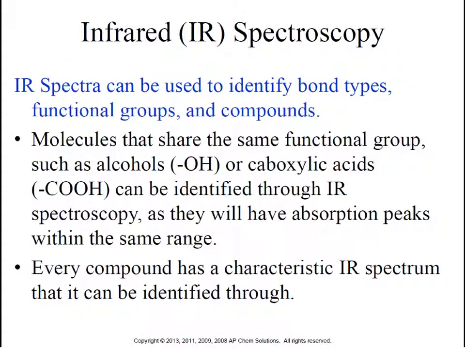In organic chemistry, molecules are named based upon functional groups, so we can use this to identify what type of molecule something is. Like all alcohols contain hydroxides, or OHs, and carboxylic acids contain the COOH bond, and we can identify those through IR spectroscopy. So we can have an unknown sample and figure out what type of compound it is based upon the types of bonds it's got.